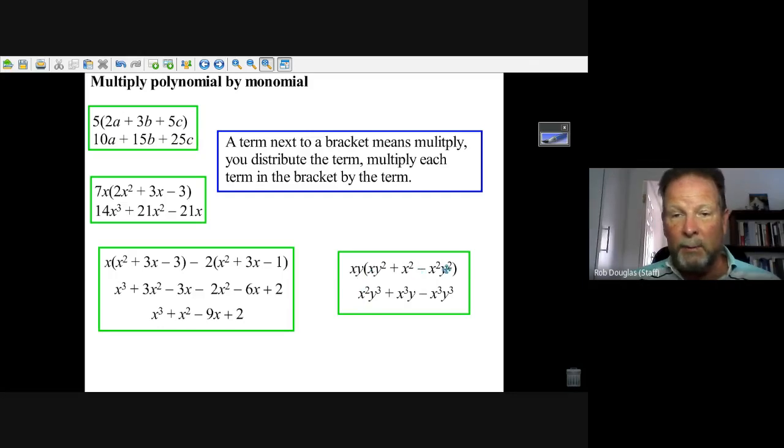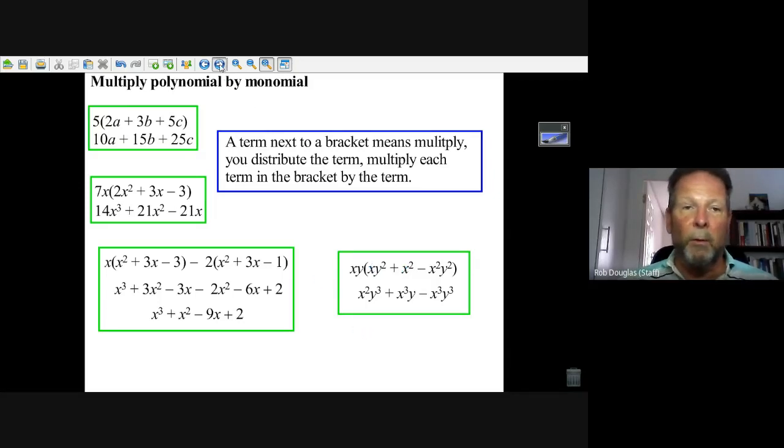Okay, sometimes we get variables like xy times xy squared. Well, just go x times x gives you the x squared. Y times y squared gives you y cubed. Now the xy gets multiplied by here. X times x squared, that's x cubed, but there's just one y sitting there. Then xy times x squared y squared, but it's minus, so you put a minus there. The x times x squared makes x cubed, and the y times y squared makes y cubed. There's the xy getting distributed to these three terms inside the bracket.